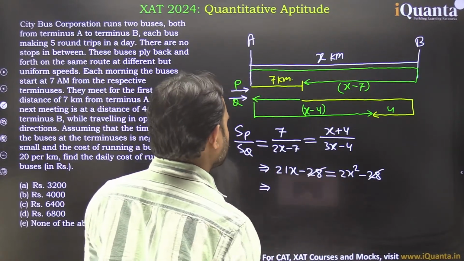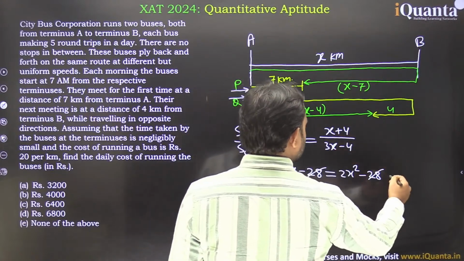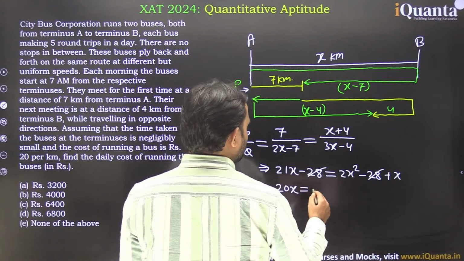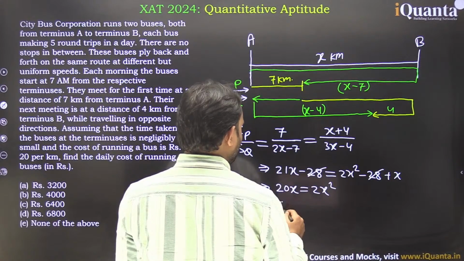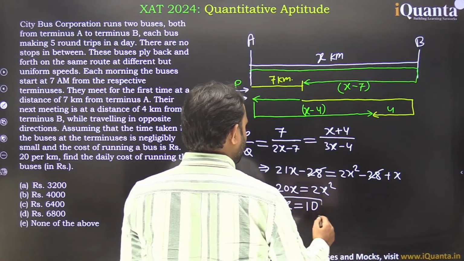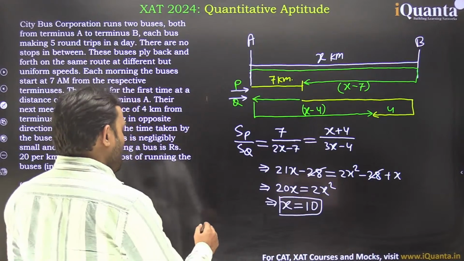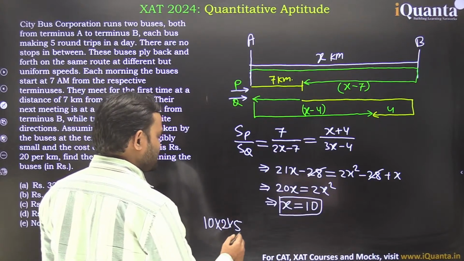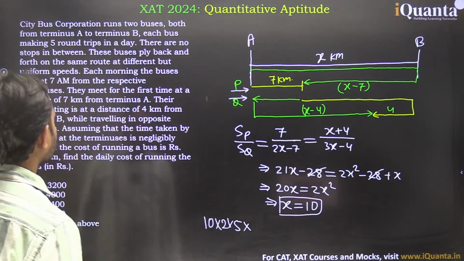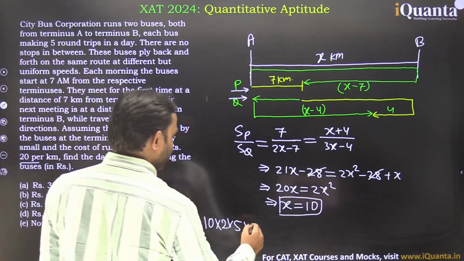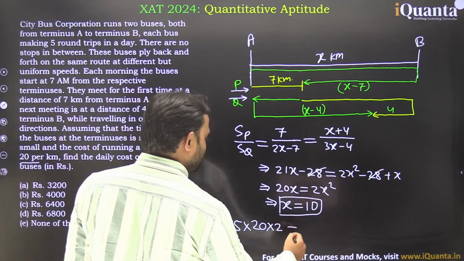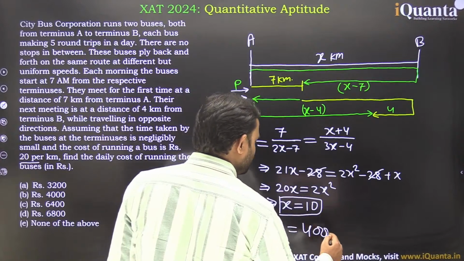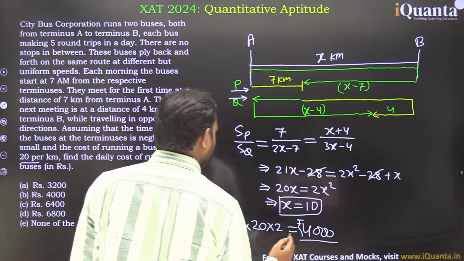One second, this is X, right? So plus X. So we can say 20X is equal to 2X square, or X is equal to 10. So if X is equal to 10, one round trip will take 20 kilometers, 5 round trips will be this, and the cost per kilometer is given, which is 20, and 2 buses. So this will be equal to 4 into 5, 20, 40. This will be 4,000 rupees. That's your answer for this question.